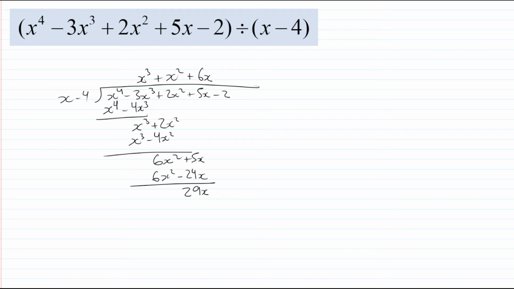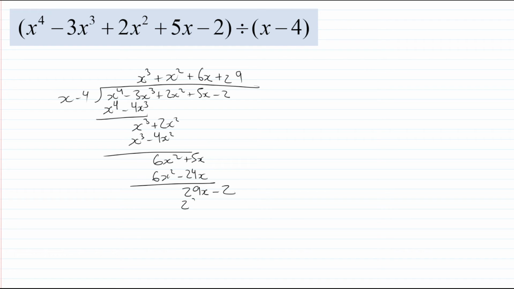And then we'll bring down this term here, this minus 2. Degree 1 here, degree 1 here, so we can divide again. 29x divided by 1x is 29. So we'll write plus 29. Then we'll multiply this by this entire divisor.